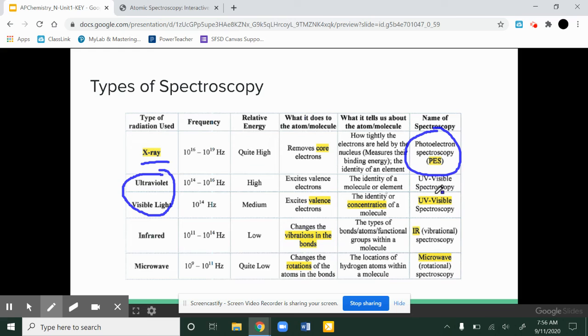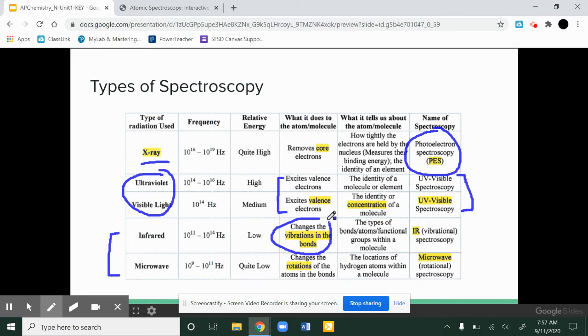UV Vis spectroscopy we're going to learn about in greater detail. The biggest thing about it is that when we use the types of light in the UV visible range, it excites the valence electrons, but really it just gives information about which energy level the electrons are within. It doesn't give us detailed information about sublevels. Infrared and microwave radiation are less common, but there are questions that pop up about understanding the purpose of each type of spectroscopy.